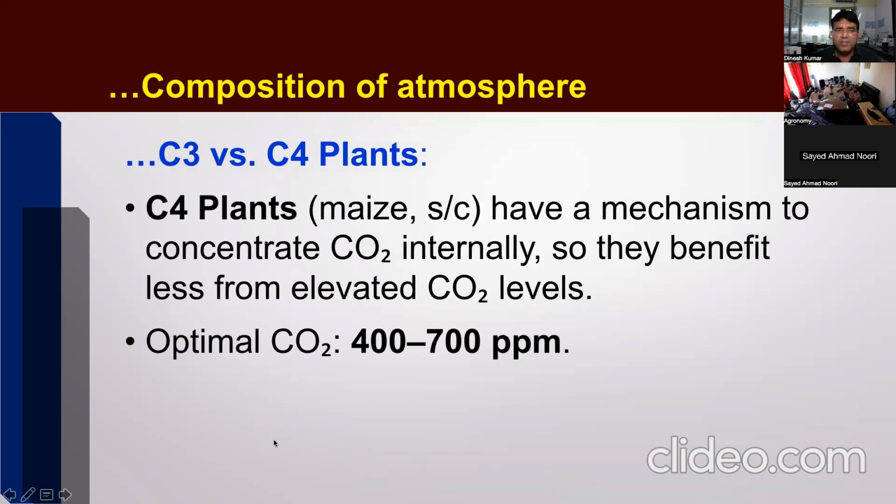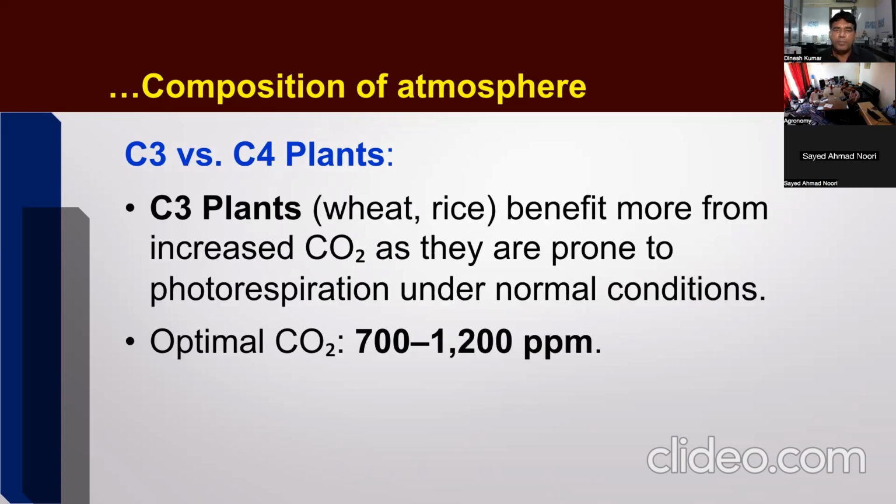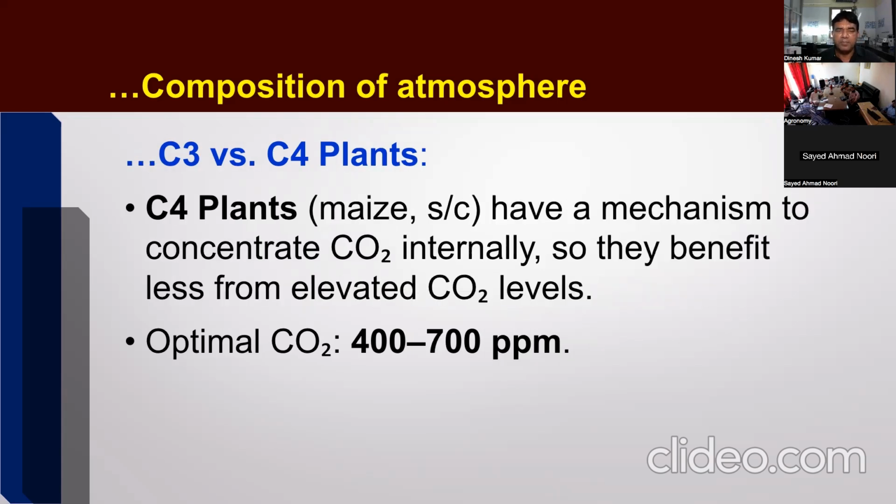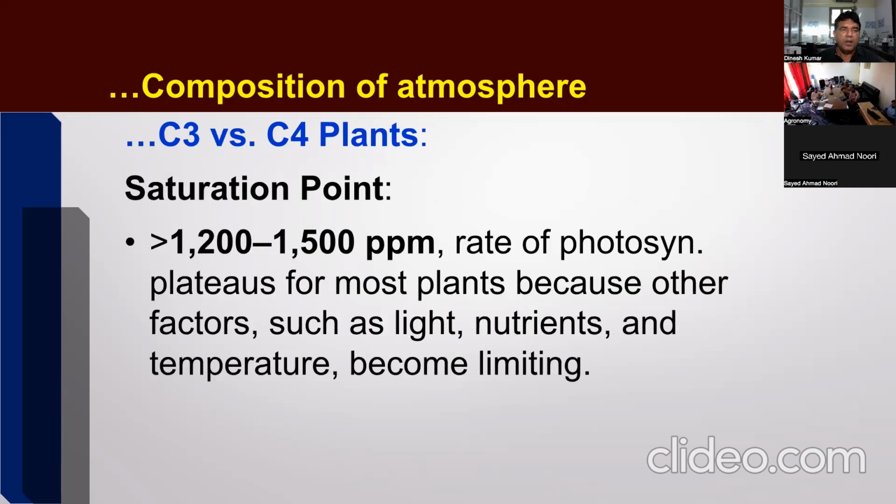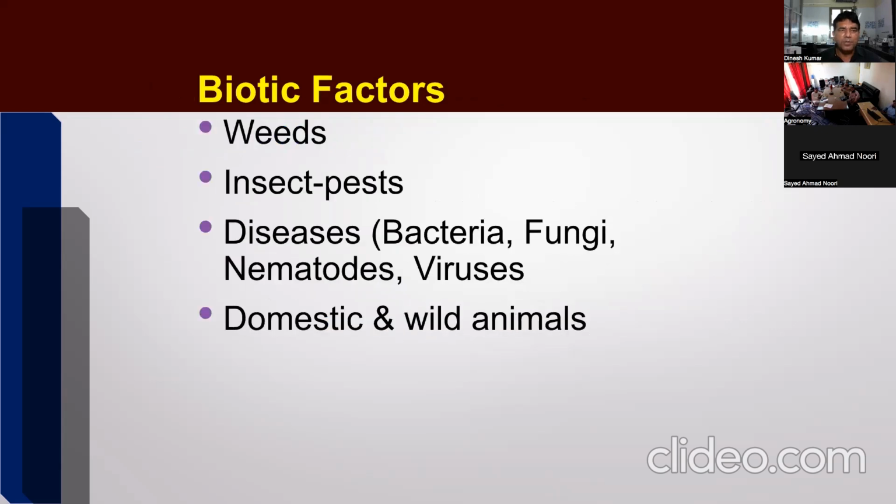C4 plants like maize and sugarcane have a mechanism to concentrate CO2 internally. So they benefit less from the elevated CO2 levels. Optimal CO2 concentration for C4 plants is much lower, you can see 400 to 700 ppm. But for C3 plants, the optimum CO2 concentration for higher photosynthesis is 700 to 1200 ppm. And the saturation point, you need not bother about it.